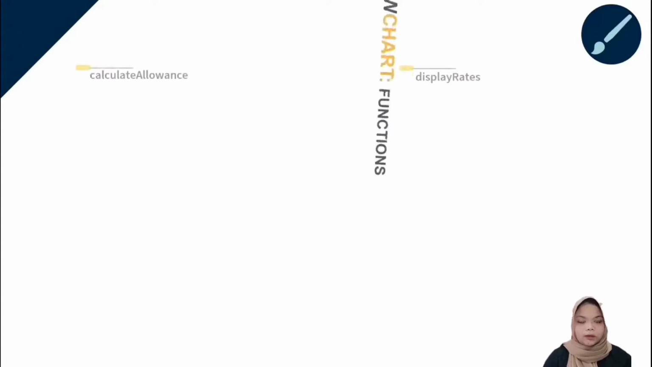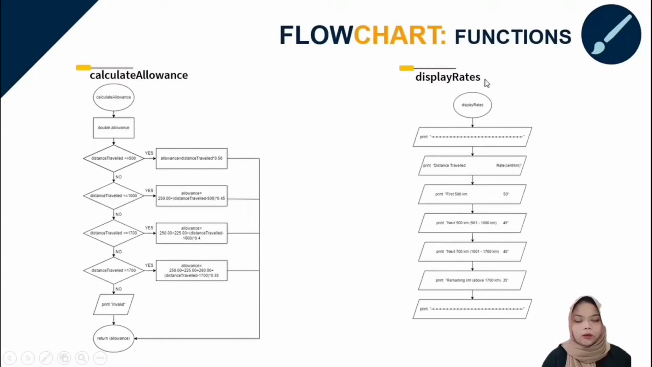So next one is calculate allowance and also display rates, as they are the functions of this flowchart. For calculate allowance, we will use the input that we got from the user, and finally we will get the total of their allowance. As you can see, it's just a basic one. For display rates, it's all about the distance itself.